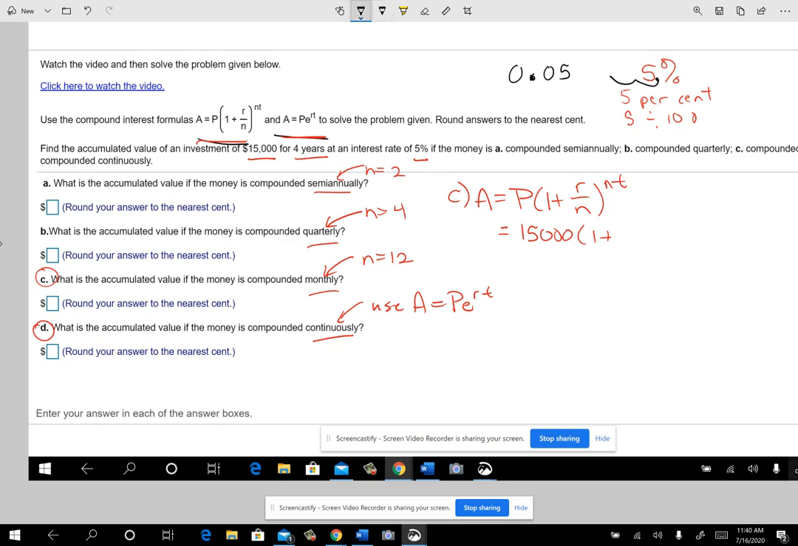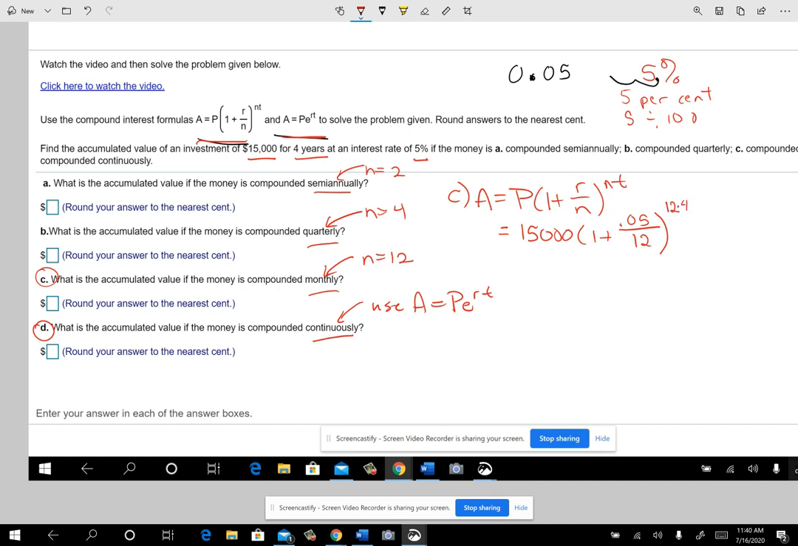And so what we need to do here is the R would be 0.05. The N is how many times you're going to figure out the interest on the money. You're going to do it 12 times, each month. And notice there's an N out here as well. And then we're going to leave our money in there for 4 years.